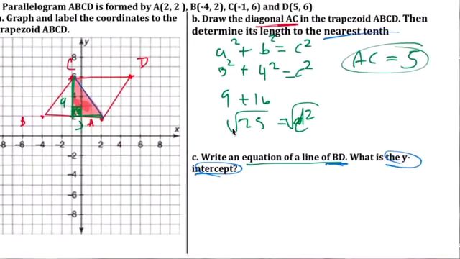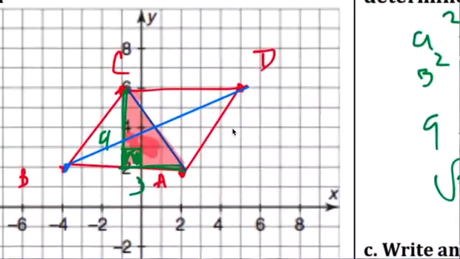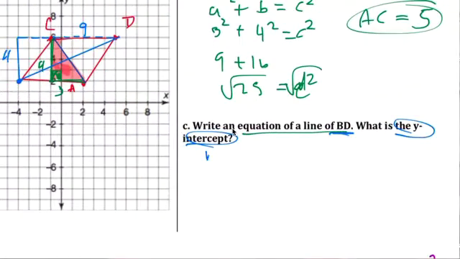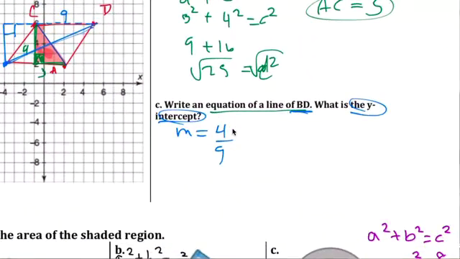Now write an equation of a line for BD. What is the y-intercept? Okay, so BD, B is right here, D is over there. We don't know what that y-intercept is. Don't estimate. We only know that the slope from B to D is 4 over 1, 2, 3, 4, 5, 6, 7, 8, 9. 4 over 9. So your slope is 4 over 9. It also creates a right triangle to find this distance, right? a squared plus b squared equals c squared.